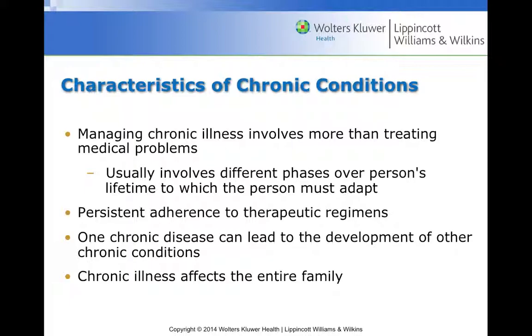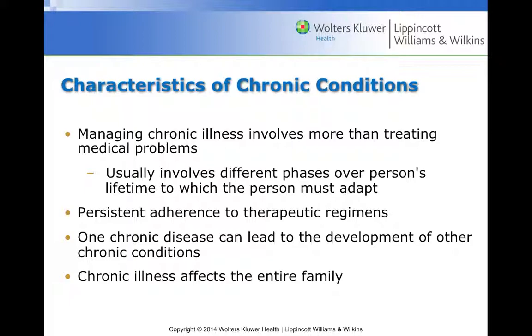Going over the characteristics of chronic conditions, we'll look further at these. First, we'll look at managing chronic illnesses. Note that this involves more than just treating the actual medical problem. Associated psychological and social problems must also be addressed because living for long periods of time with illness, symptoms, and disability can threaten identity, bring about role changes, alter body images, and also disrupt lifestyles.